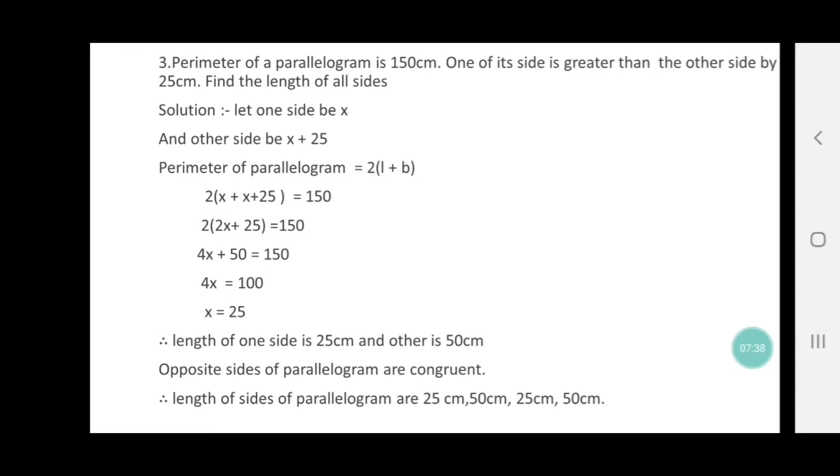Then this 50 will go to the other side, so it will turn out to be minus. So 4x equal to 150 minus 50, which gives me 100. So 4x is equal to 100. So x is equal to 25.